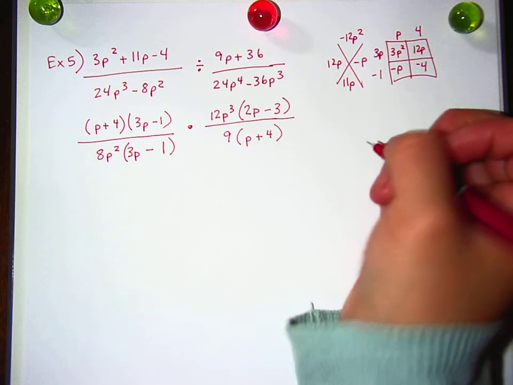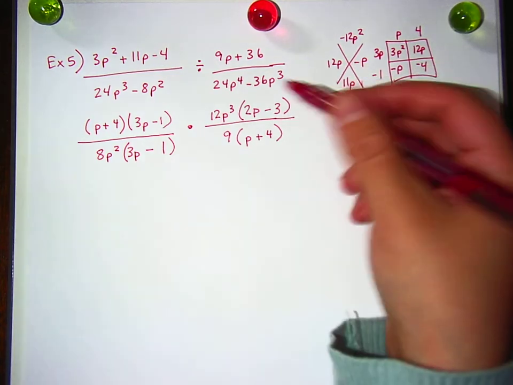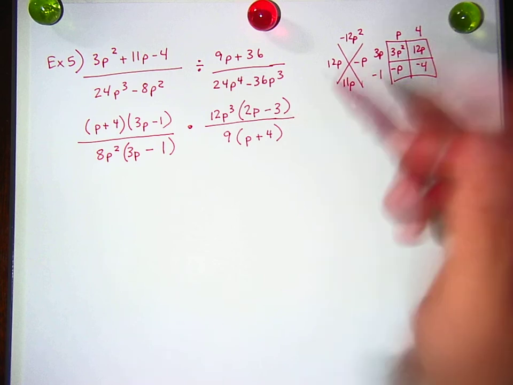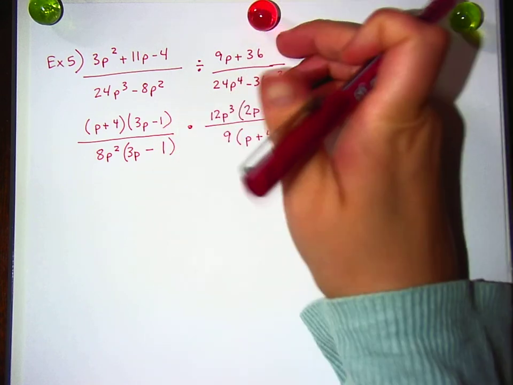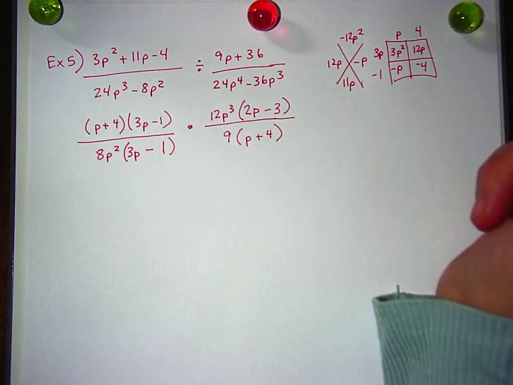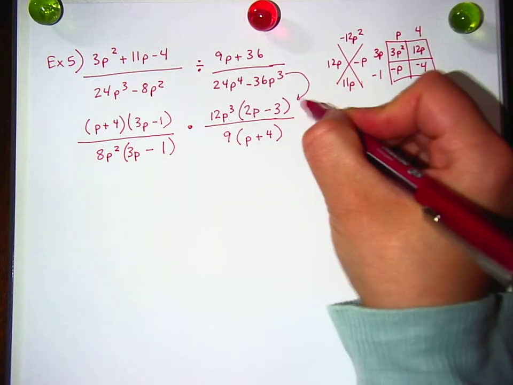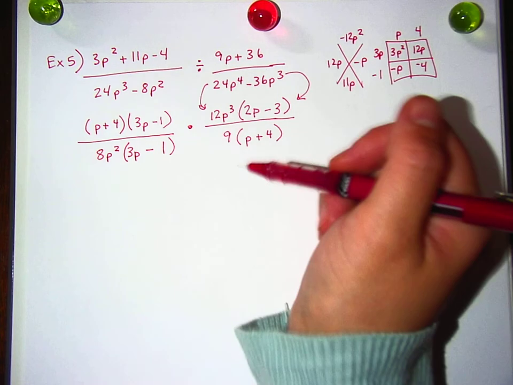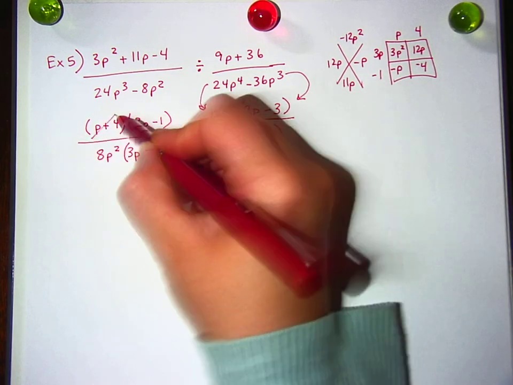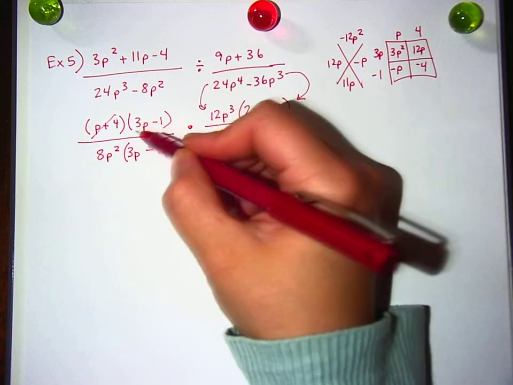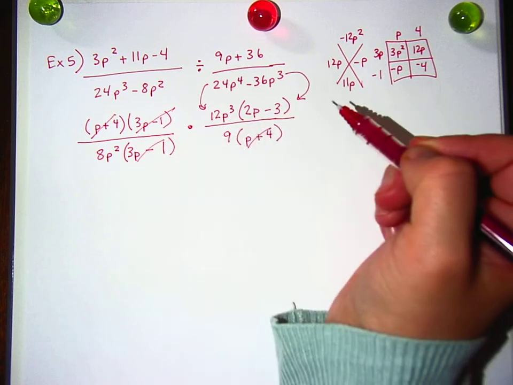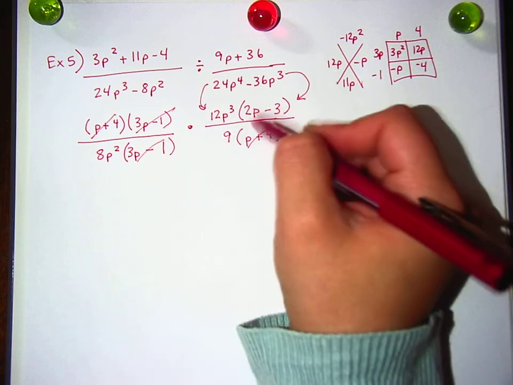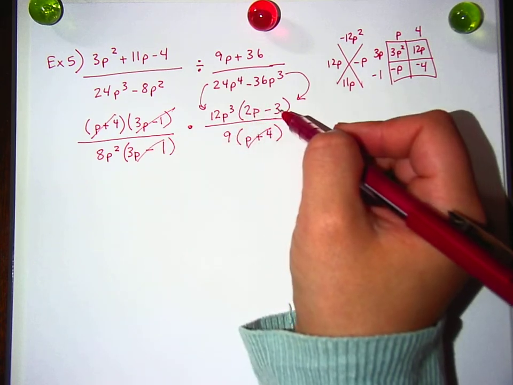Okay, so just as a reminder, all I've done so far is factor everything, but then I also turned this to a multiply and flipped this fraction upside down. So this is this. Okay, now I'm going to cancel everything. So I've got p plus 4, p plus 4, 3p minus 1, 3p minus 1. Definitely need to keep that 2p minus 3 on top.